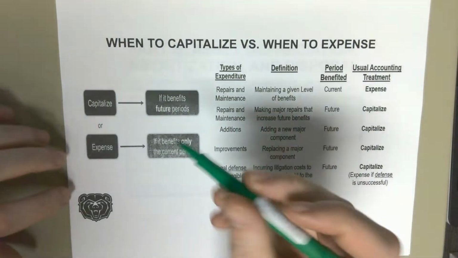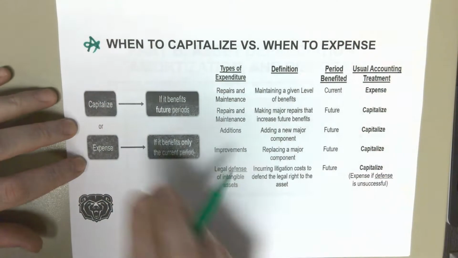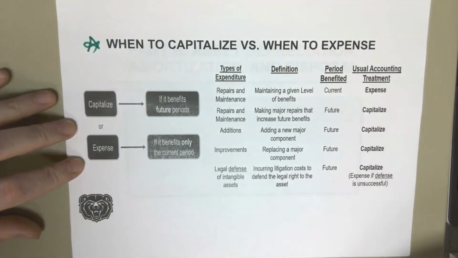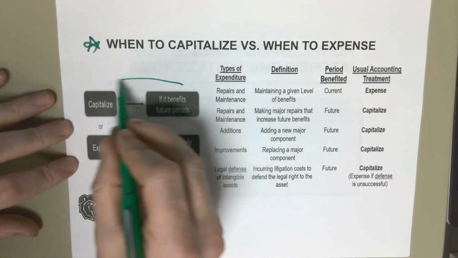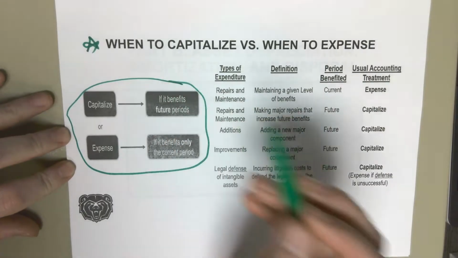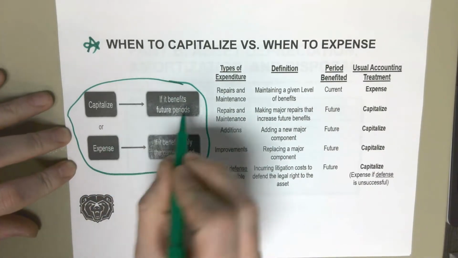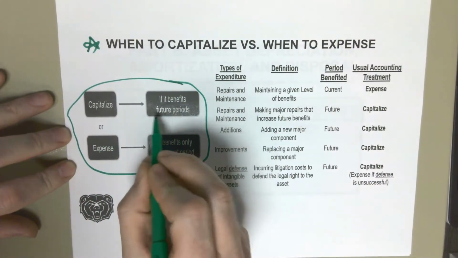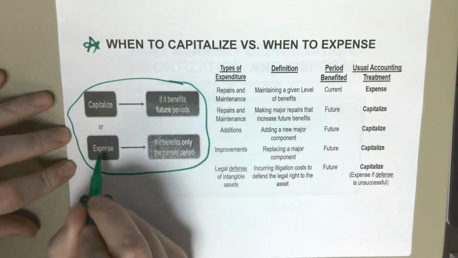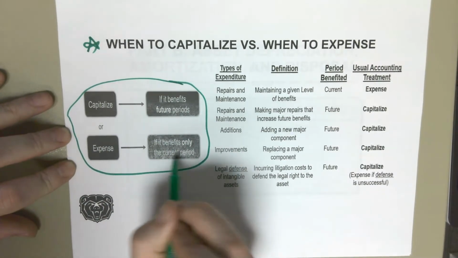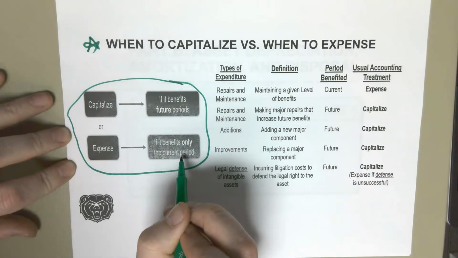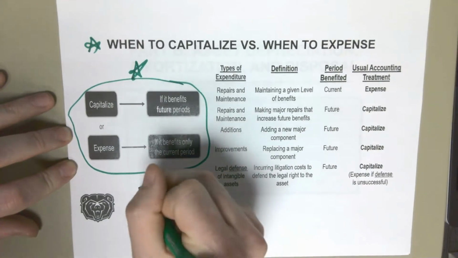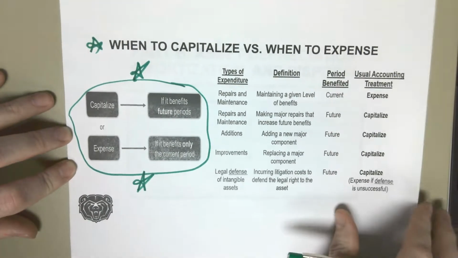This is just a quick summary of when do you capitalize something and when do you expense something. Really, this is the one I would focus on right here. Okay, you're going to capitalize it if it provides benefits in the future. You're going to expense it if it provides benefits only for the current period. Okay, so this I would write down, make notes of it. Very important that you understand this.